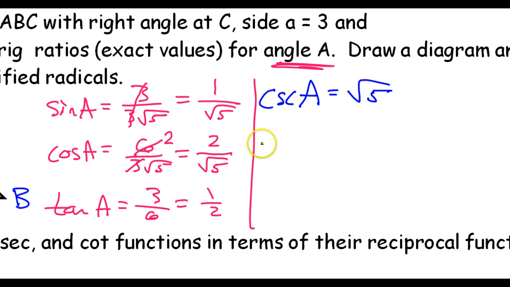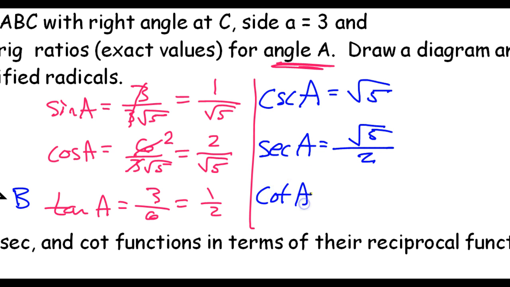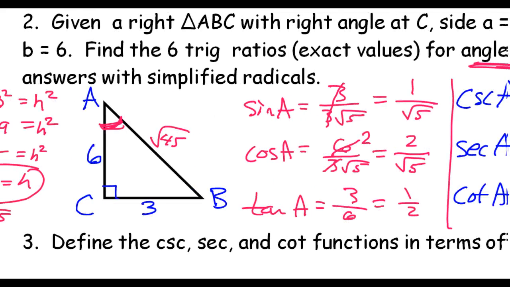The reciprocal of cosine is secant, so that's going to be radical 5 over 2. And of course, cotangent is the reciprocal of tangent, so that's going to be 2. So those are the 6 trig functions. All right, so that was problem number 2.